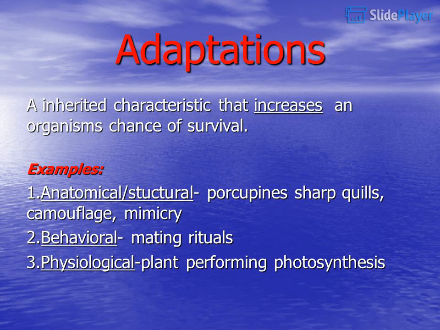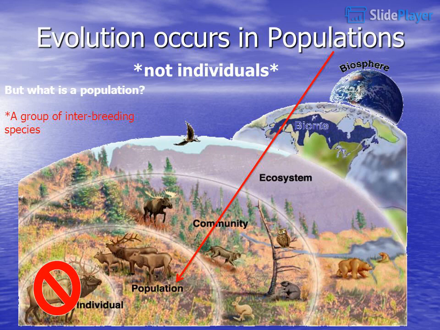Examples. 1. Anatomical/structural: porcupines, sharp quills, camouflage, mimicry. 2. Behavioral: mating rituals. 3. Physiological: plant performing photosynthesis. Evolution occurs in populations, not individuals.